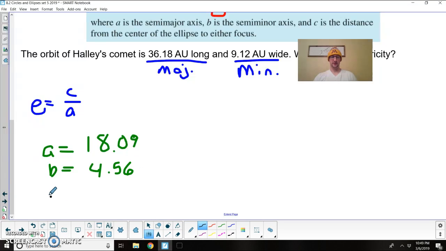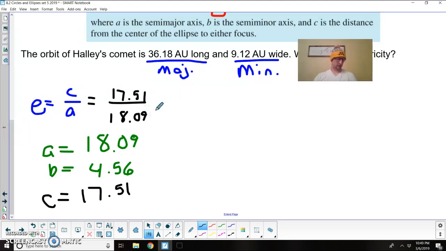And then I'd have to do a little work to find C using my Pythagorean relation. So I'd be taking the A squared, this big guy, minus B squared, taking the square root. I did that already and got 17.51. So that's the value of C, the distance to the focus. Setting up my equation then, I take C, 17.51, divided by A, which is 18.09. And I end up with about, and this is a rounded answer, 0.9688. Let me write that down. 0.9688. So that'd be my eccentricity, which is pretty close to 1. That means this is actually a pretty flat elliptical shape that Halley's Comet takes on for its orbit.